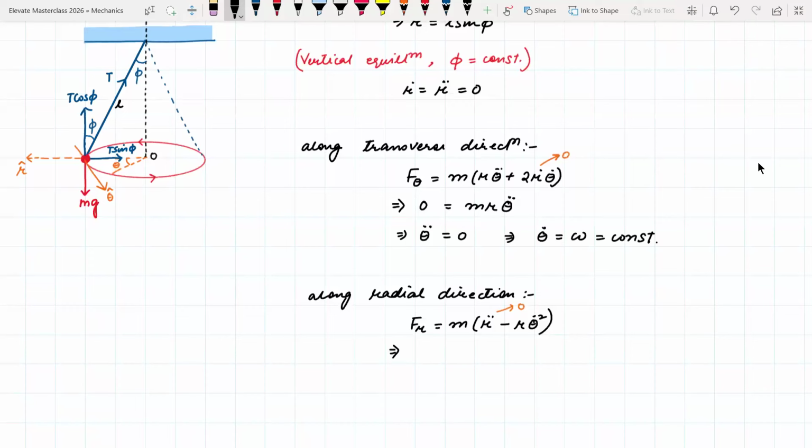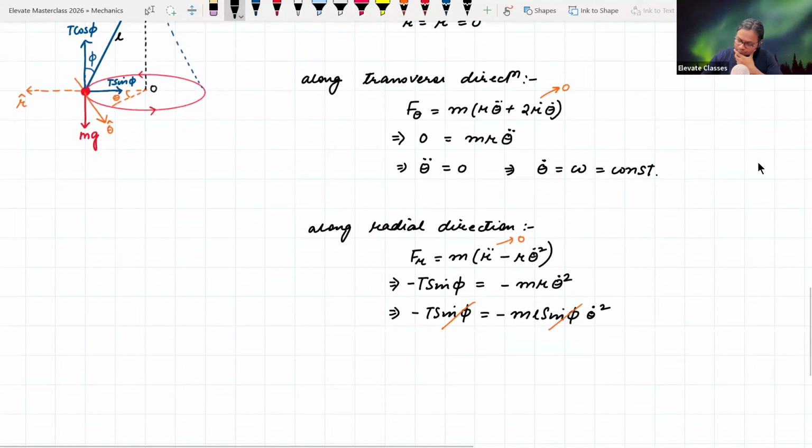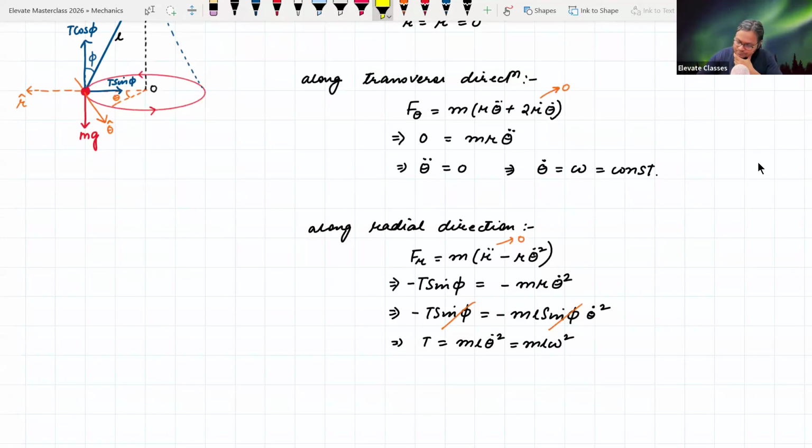T sin phi. T sin phi? Are you sure? Minus T sin phi. Minus T sin phi is equal to minus m r theta dot square. Therefore, this becomes minus T sin phi is equal to minus m, r is equal to L sin phi, theta dot square. So sin phi gets cancelled, and you are left with T is equal to m L theta dot square, which is also equal to m L omega square. That's it. Omega is a constant, so tension is a constant.